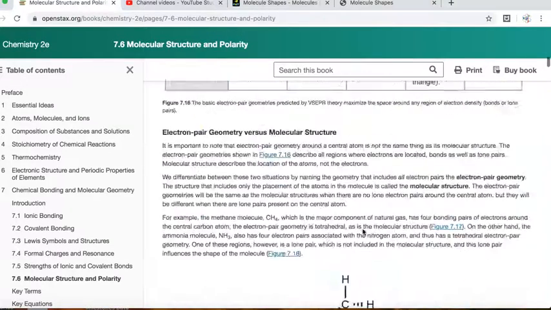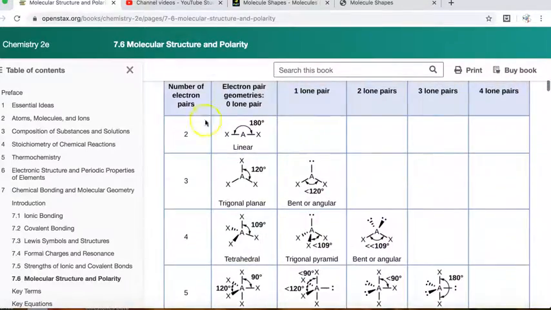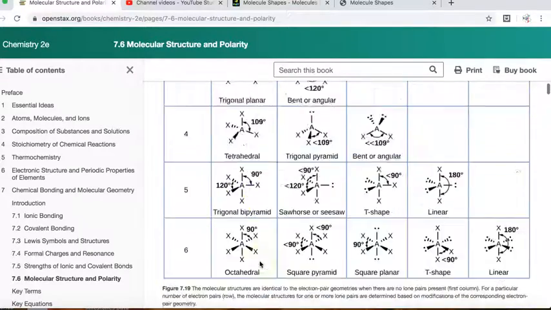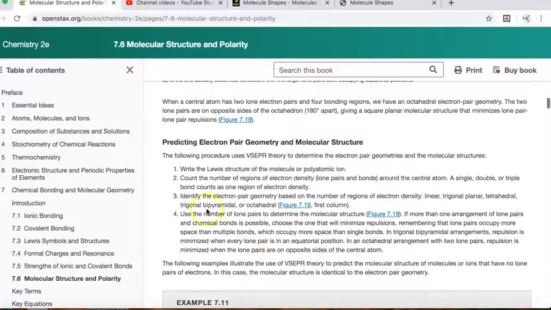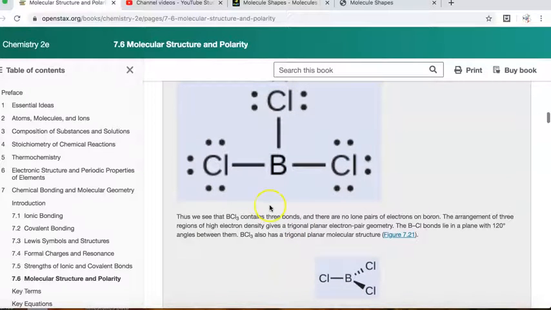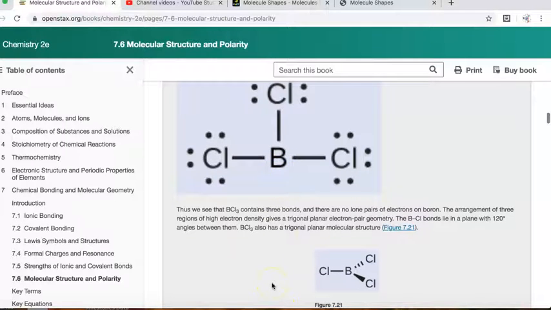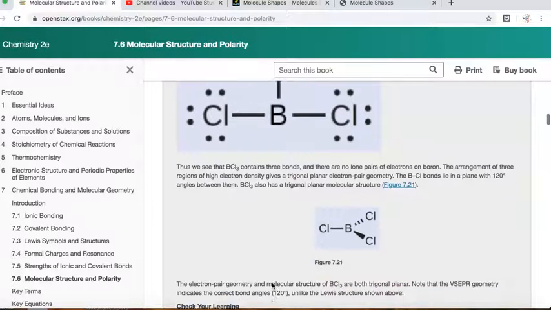And again, you just memorize it from this first, or actually, you look at this second chart here, 2, 3, 4, 5, 6. Here are the electron pair geometries for that. All right, so here there are 3 electron pairs, excluding the central atom, you never count the central atom. So it's trigonal planar. And then we notice that since there are no lone pairs on the central atom, its molecular geometry is also going to be trigonal planar.